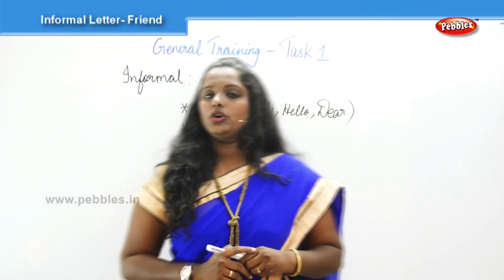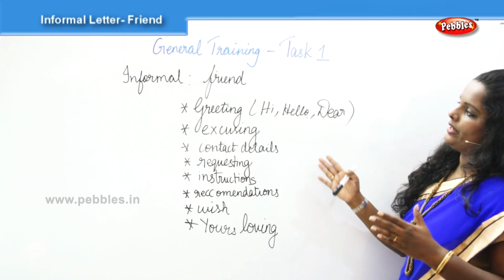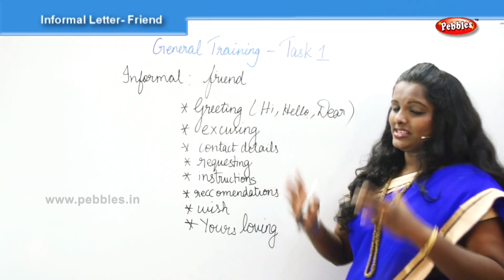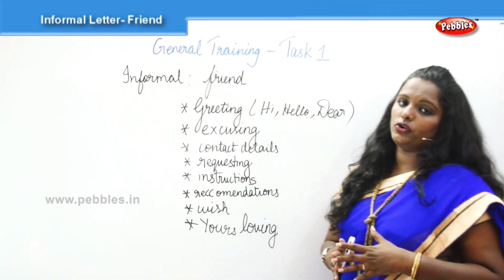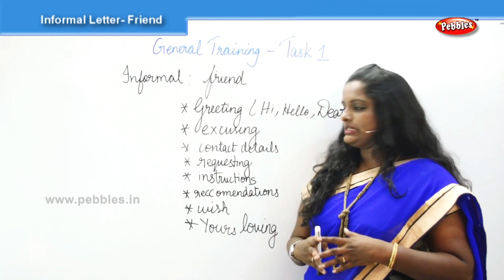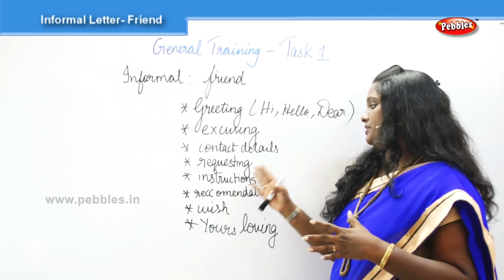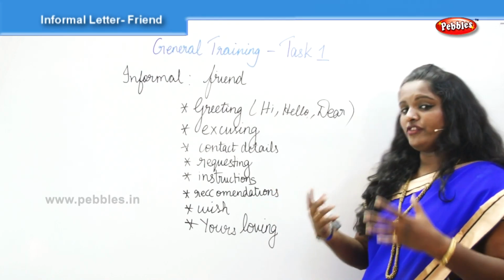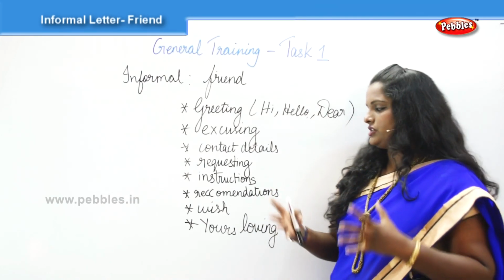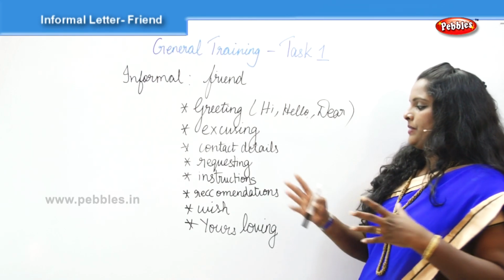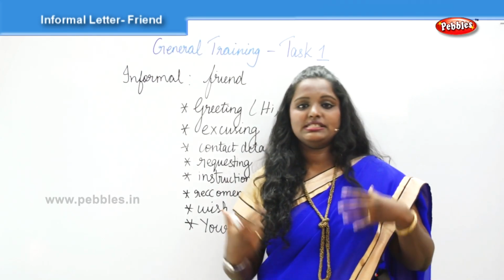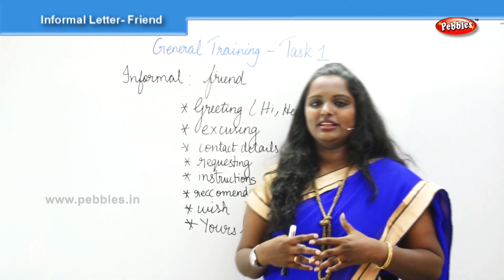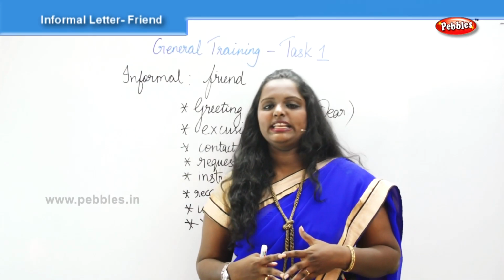Okay, so quickly going through the informal format. Here, when your friend is at home and you're not at home to receive him, you greet him, you excuse yourself for your absence, give him the contact details of the concerned person in the local area, request him whatever requests you would like to make, give him further instructions about the house and the operation of the appliances, and then give him some suggestions and recommendations, wishing him all good luck and closing the letter. So this is how we are going to go about with an informal letter.